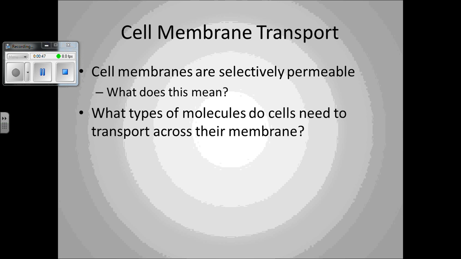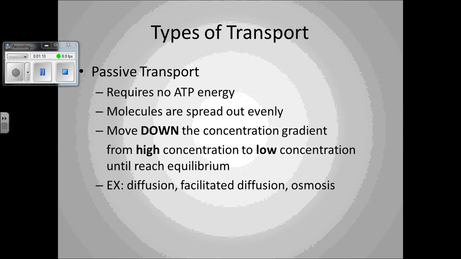So what types of molecules do we need to transport across the membrane? Things like sugar, things like oxygen, things like carbon dioxide. We breathe in oxygen, they need to come into our cells. We breathe out carbon dioxide, and that carbon dioxide has to come through our cells. We eat food, and that food has to come into our cells. We drink water, and that water has to come in and out of our cells. So there's two different overall types of transport. The first type of transport requires no energy whatsoever, and the other type of transport does.